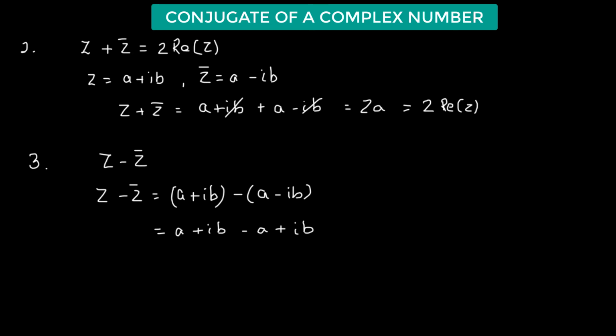Now we see that a is the additive inverse of negative a, so it's going to cancel out, leaving us with 2 times ib. This is a purely imaginary number. In other words, this is 2 times the imaginary part of our original complex number z. So when we subtract the conjugate from a complex number, we get 2 times the imaginary part of z. Then we talk about property number 4.